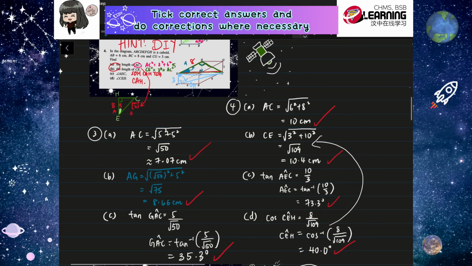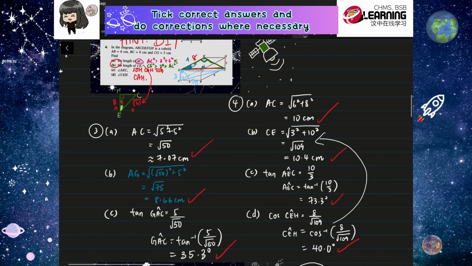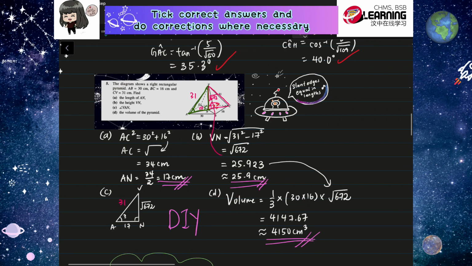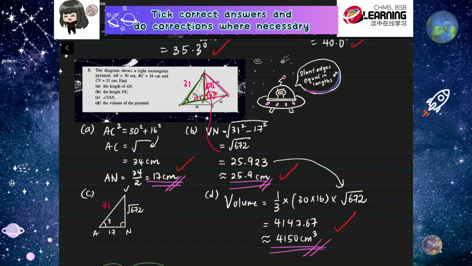Double check your work. This is your question 3 and 4 answer. I think you all will be able to do this one. Let's look at question 5 again. Question 5A, B, and D. And C, I asked you to do it yourself. Let's check the answer. So number 5C, using cos.